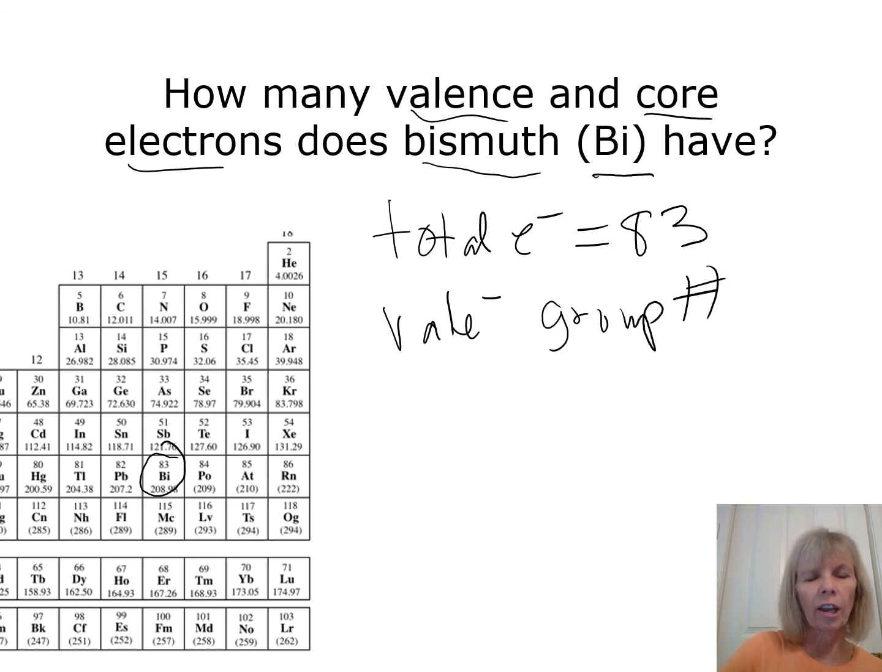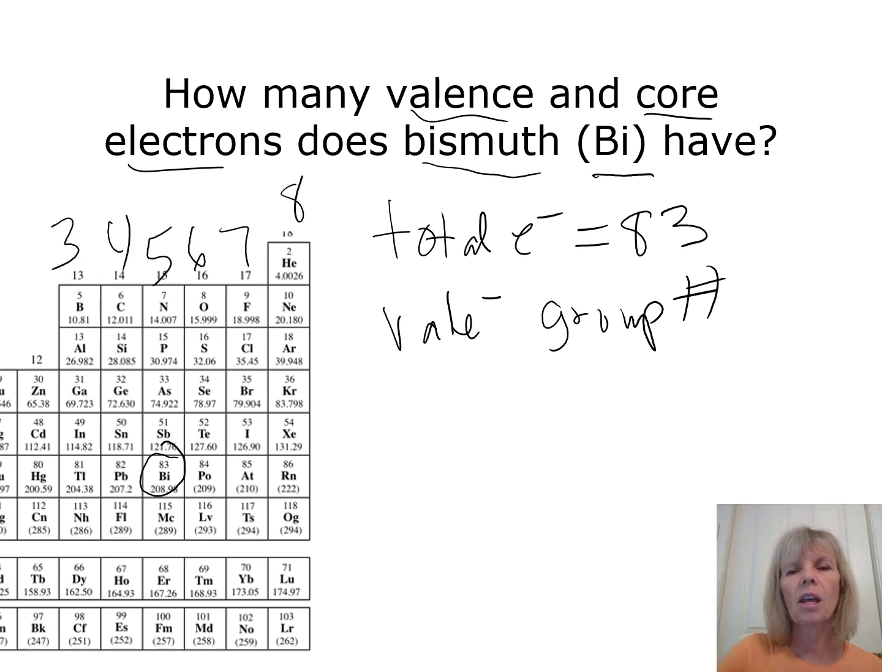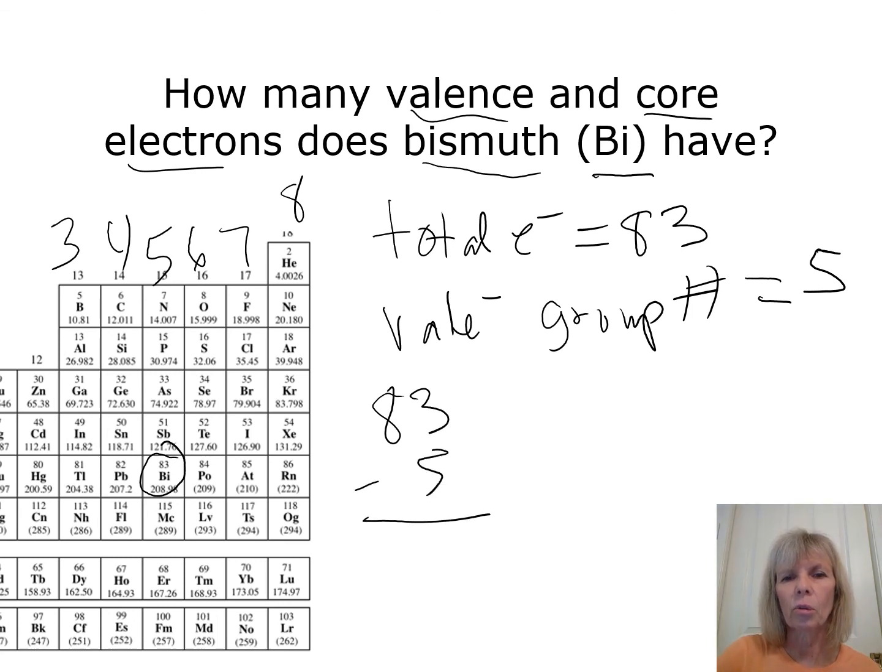Our group, again, this is main group, so we can't see 1 and 2, but this would be groups 3, 4, 5, 6, 7, 8. The group number is your valence electrons. So the valence electrons for Bi is 5. Now our total electrons is 83. Core electrons is everything in all those inner shells. So it's just going to be 83 minus 5, which would give us 78 core electrons.